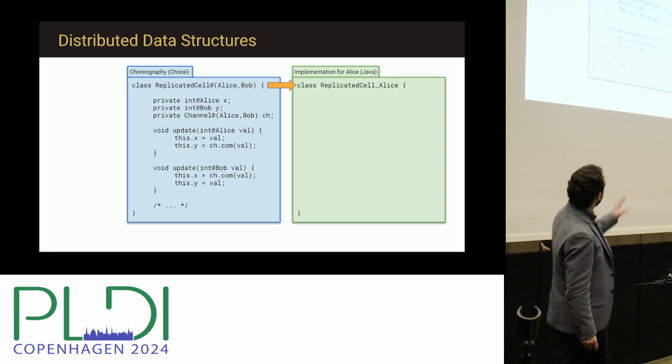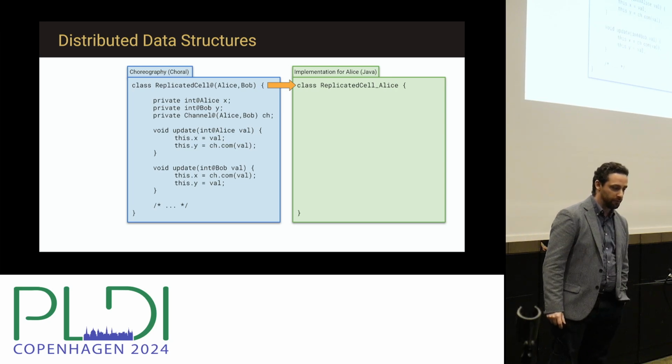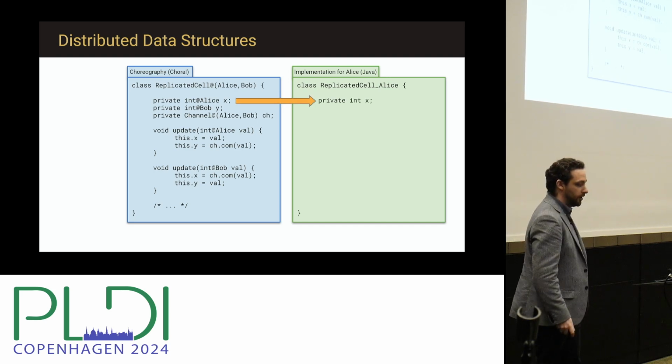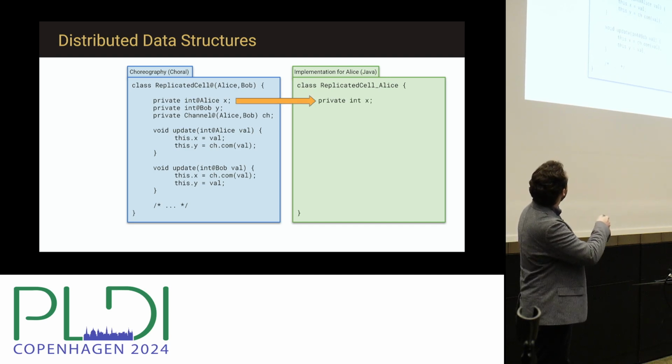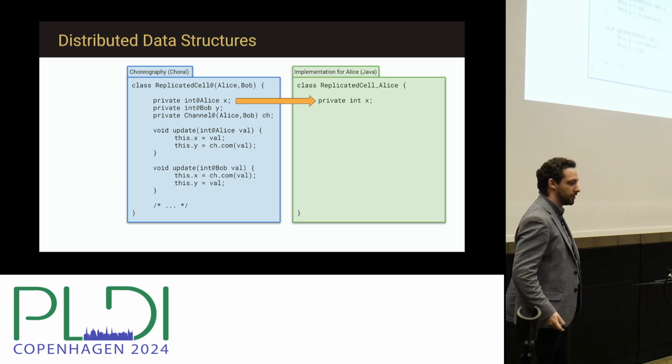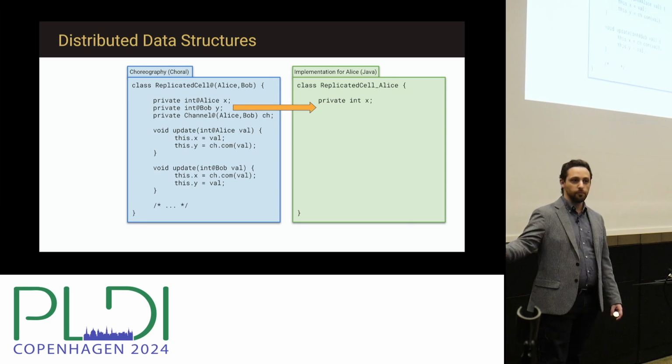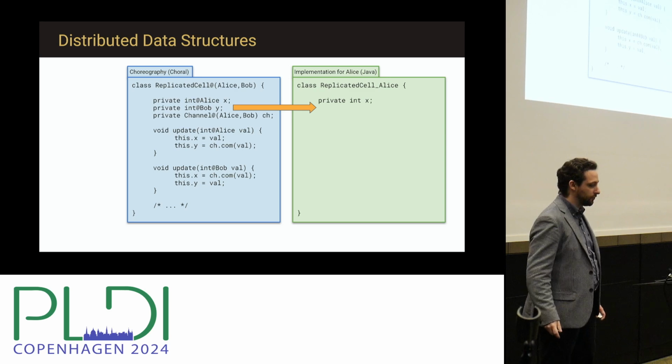And here on the right, we have the implementation for Alice. So we just get a simple class for Alice. We're using the underscore for the role. And then here we will have a private field of an integer located at Alice, so that will be projected to a field for Alice. Bob has an equivalent field, and will not see anything for Alice.